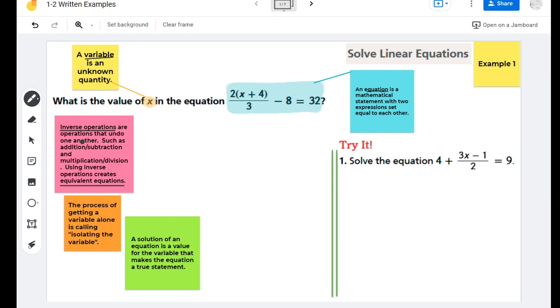Now the process of solving an equation means that we are trying to get this variable alone. Okay, so I'm trying to get to x equals some kind of value. We use the expression isolating the variable to describe getting x alone. And then finally, the solution of an equation is a value for the variable which makes the statement true.